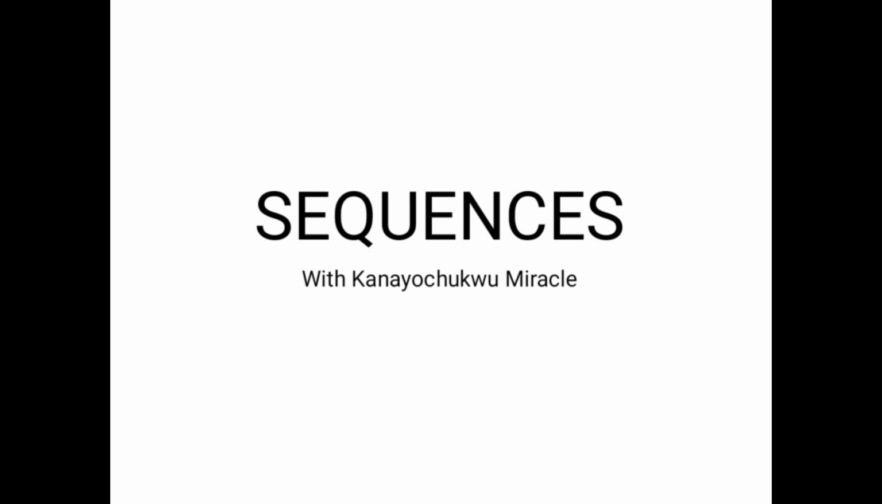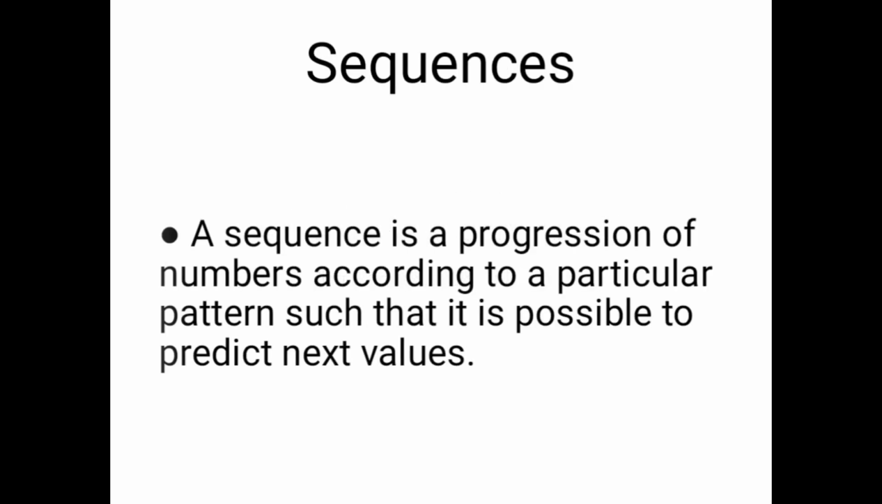Now when we count even numbers or odd numbers, we realize that they follow similar patterns. For example, even numbers, we say 2, 4, 6, 8, 10. So we know that we can predict that the next numbers will be 12, 14, 16, and so on. So these are sequences. To define sequences, we can say a sequence is a progression of numbers according to a particular pattern so that it is possible to predict the next values.